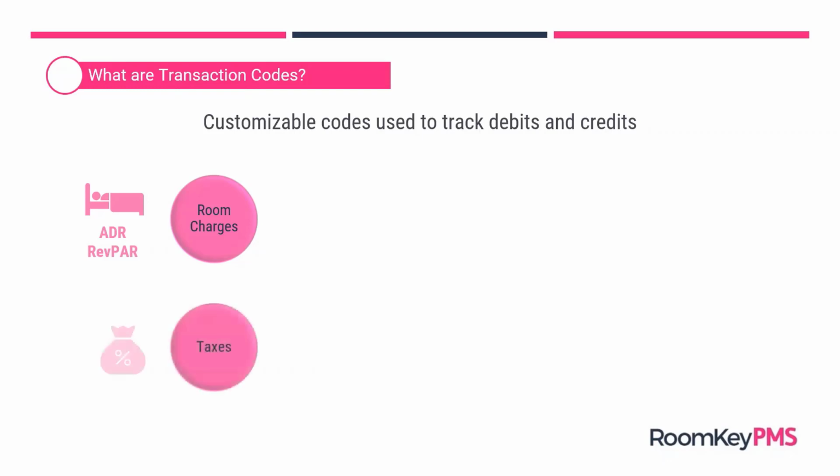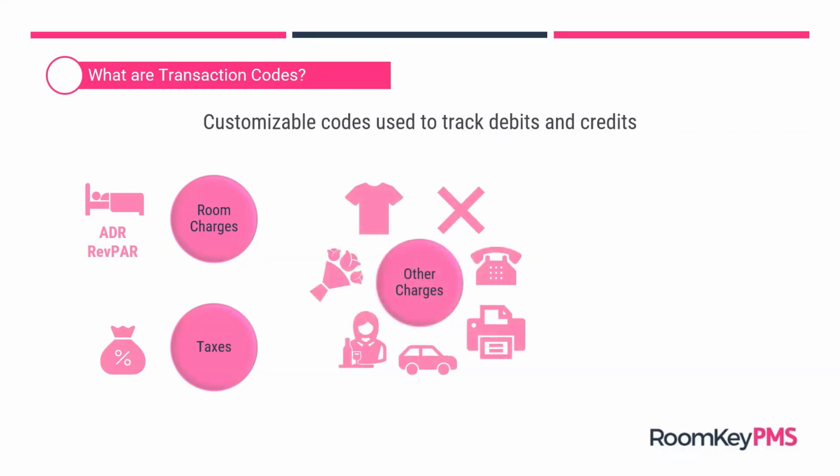The next type of code that we have are taxes. These are typically built as a percentage or dollar value and attached to either a room charge code or they could be attached to other charge code.